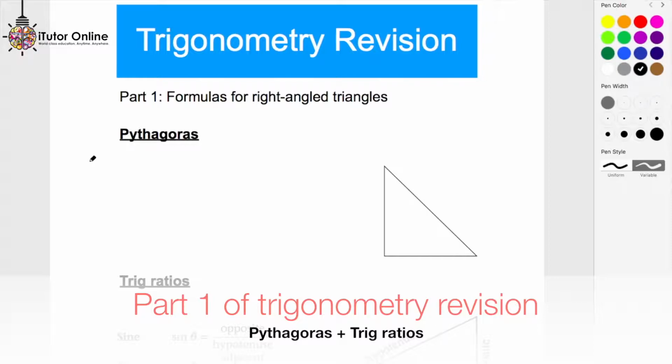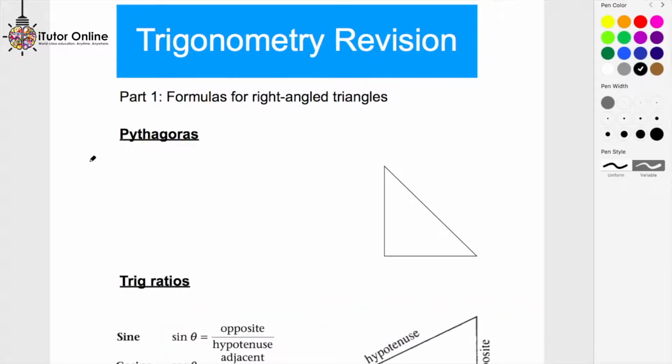Today what I will be going through is formulas for right-angled triangles, and that's going to be including Pythagoras and the trig ratios. So let's begin with Pythagoras.